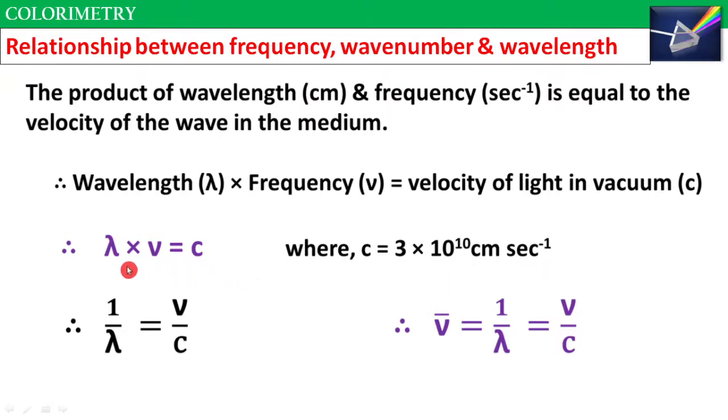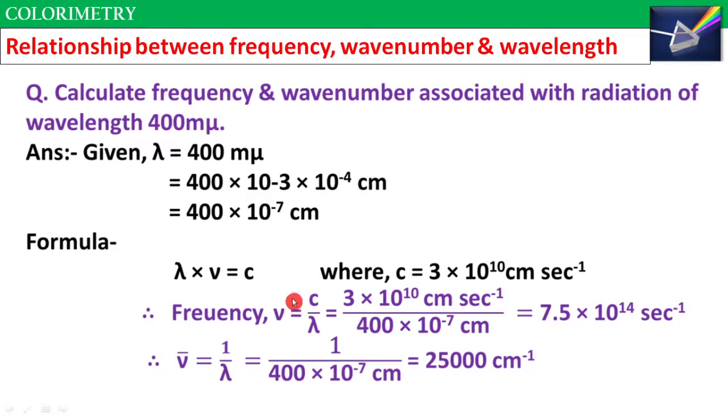Just rearrange this equation. 1 upon lambda is equal to mu upon c, and 1 upon lambda is nothing but the wave number. So wave number is equal to 1 upon lambda, which is equal to mu upon c, frequency upon velocity of light, that we will need in the problem. So let us discuss one problem on it.